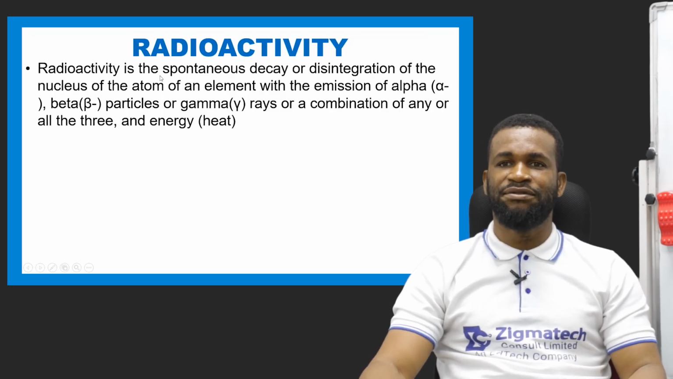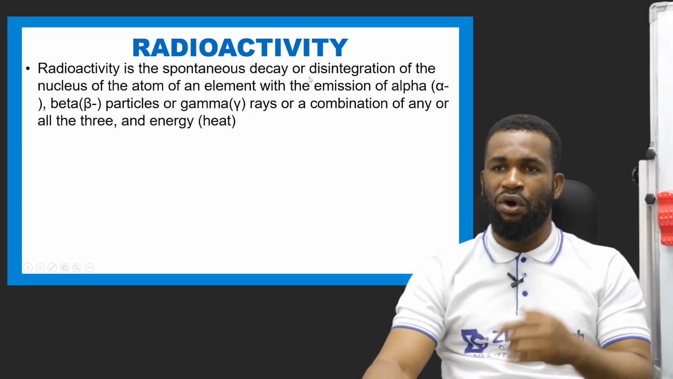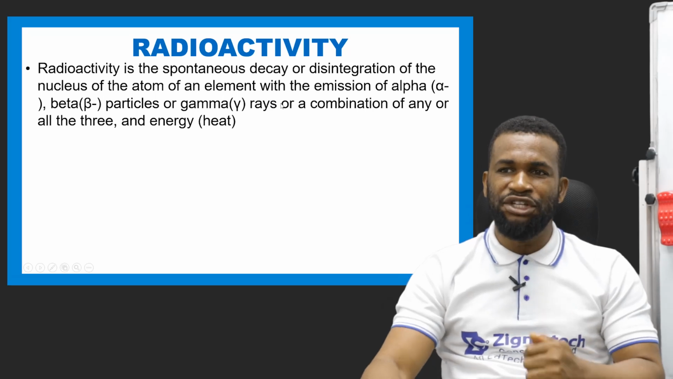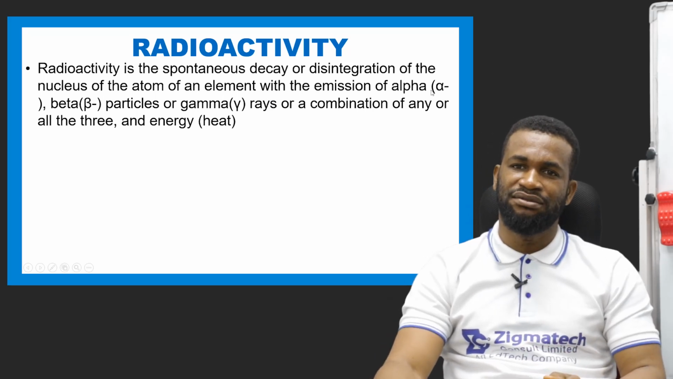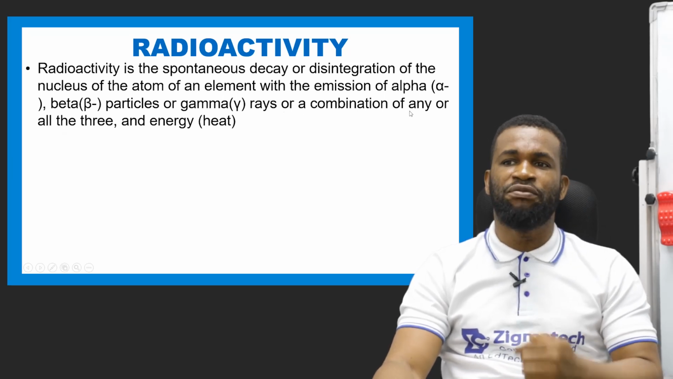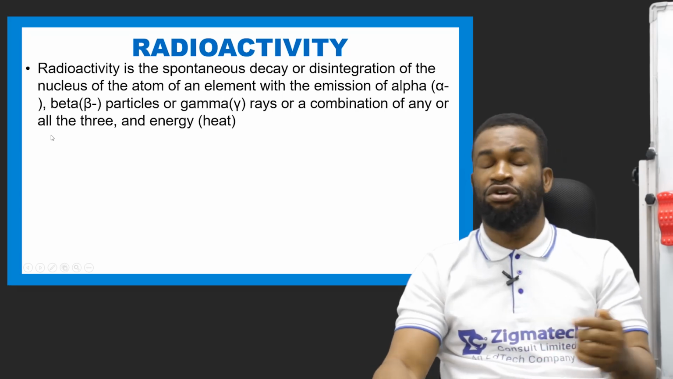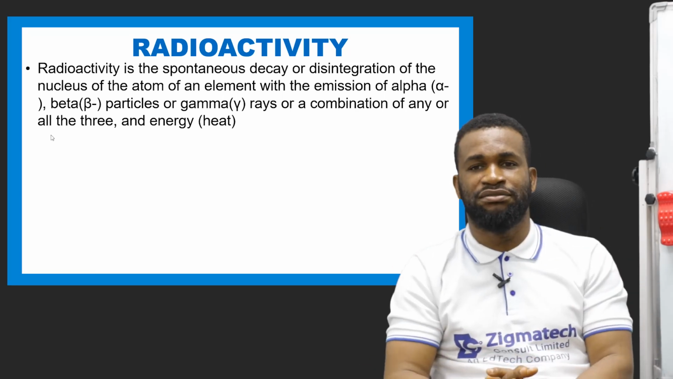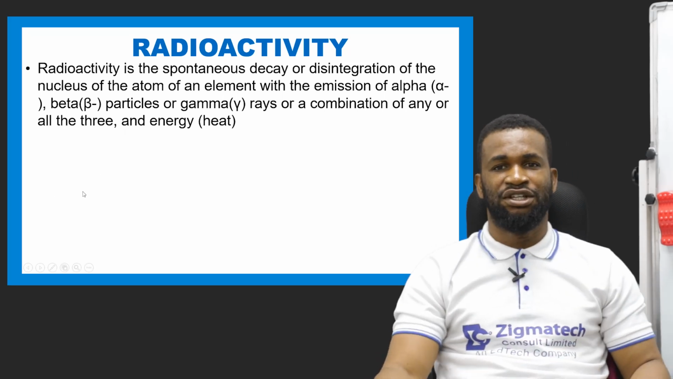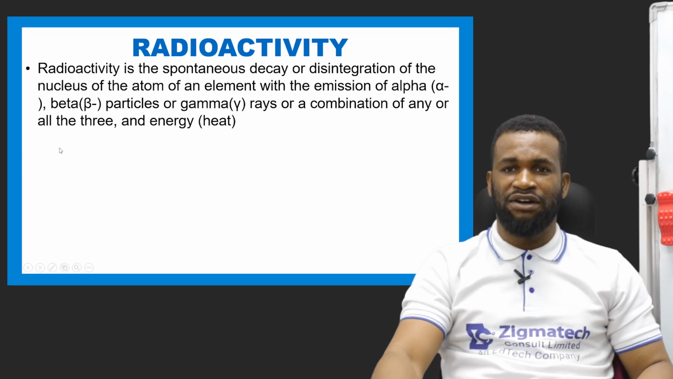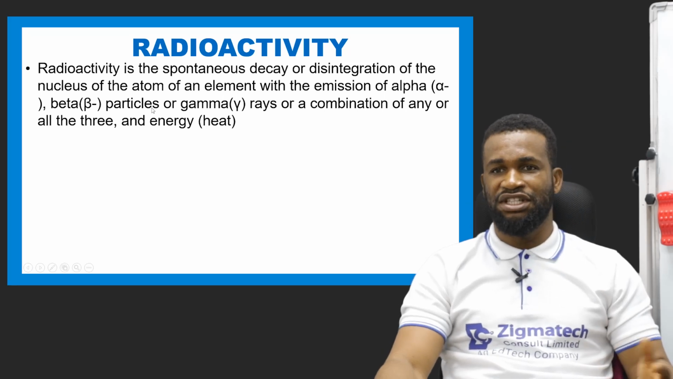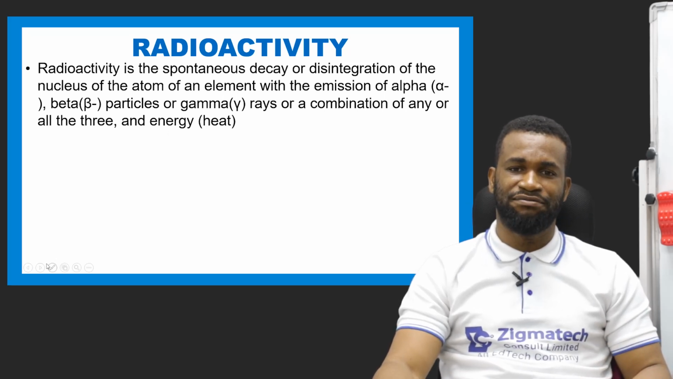Now, like I said, radioactivity is the spontaneous decay or disintegration of the nucleus of an atom of an element with the emission of alpha particle, beta particle, or gamma rays, or a combination of any of the three, one, or two, or all of them, and at the same time accompanied with the release of energy. So when this was found by Henri Becquerel, he named them according to what he saw at the time.